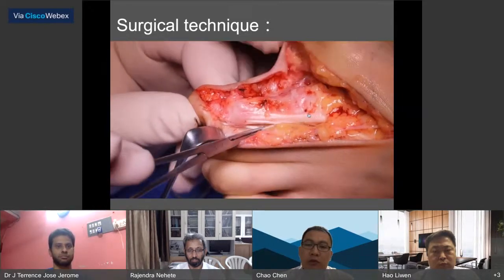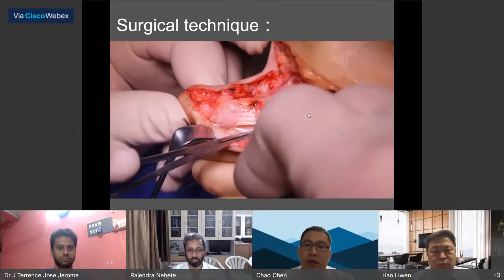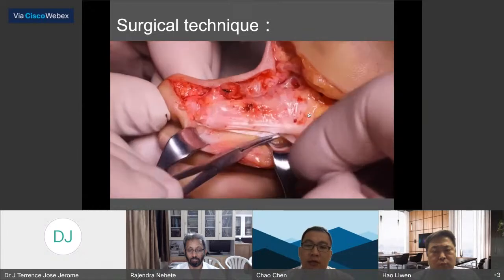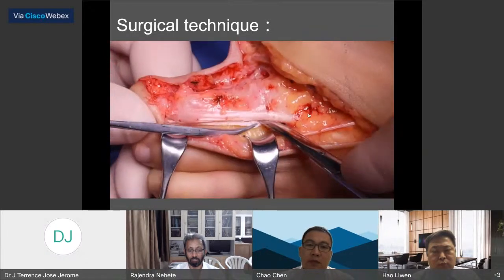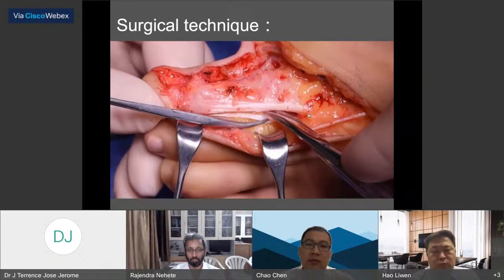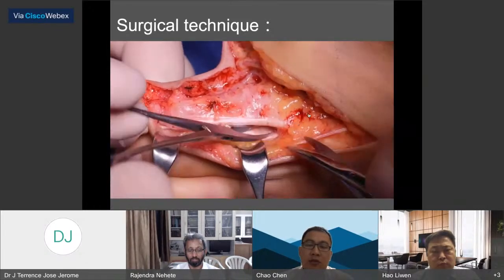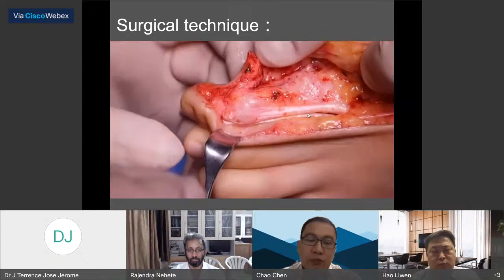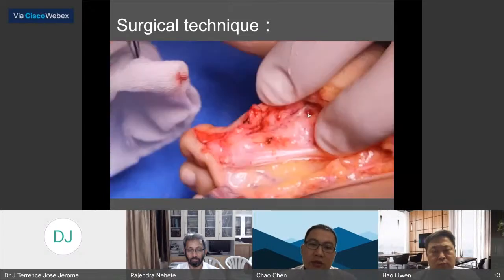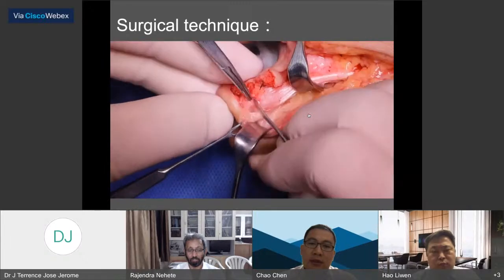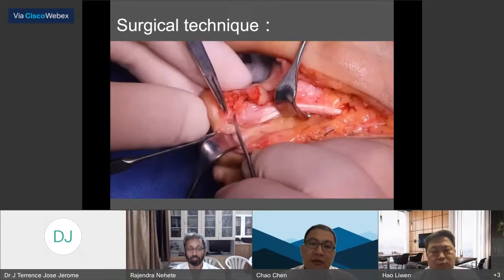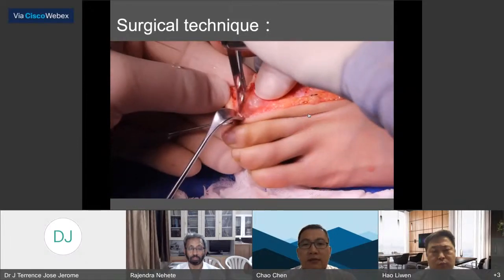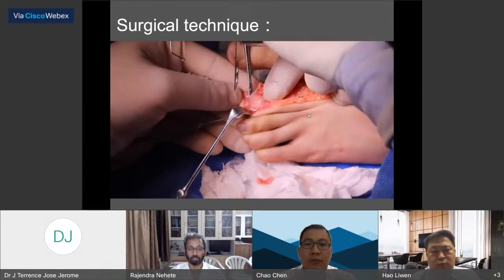Sometimes we will keep a strip of extensor tendon on the second toe to keep some movement of the DIP joint of the second toe, but I don't think it is important because that joint is not important for the function of the foot. Then we dissect out the middle phalanx and do osteotomy on the middle phalanx. We use an electric saw.